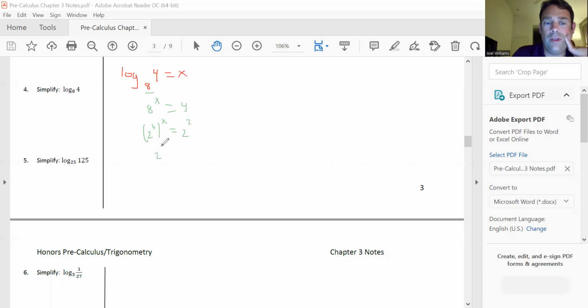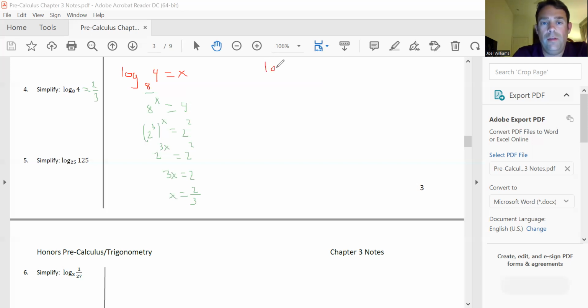So we have 2 to the 3x equals 2 squared. So 3x equals 2. And x is 2/3. So that means this log right here is equal to 2/3. You can try it again with the other one now.